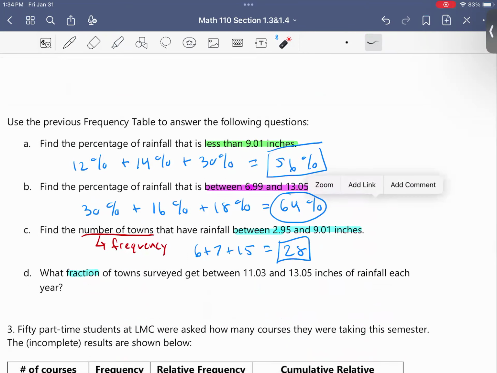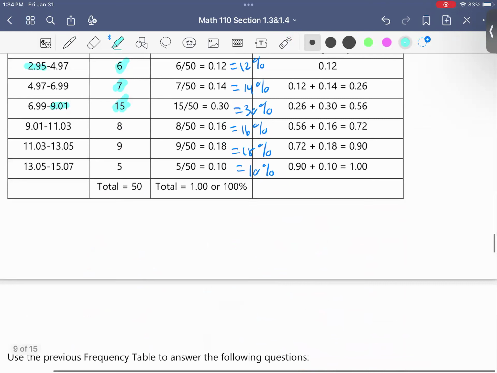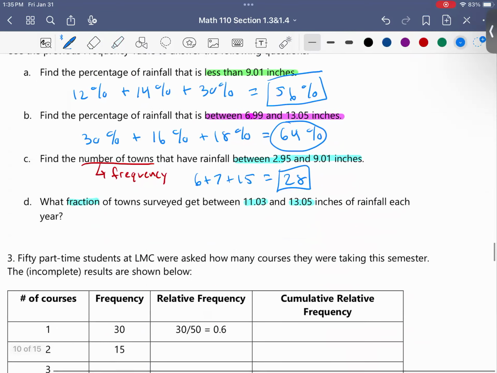So between 11.03 and 13.05, let's go ahead and check that out. So essentially it's this row. Let me erase some highlights, but essentially this row as highlighted, 11.03 to 13.05, and that fraction is just 9/50. So that is our answer. 9/50. Okay, and that's it for question 2.